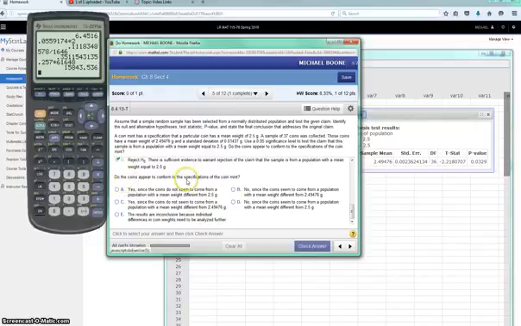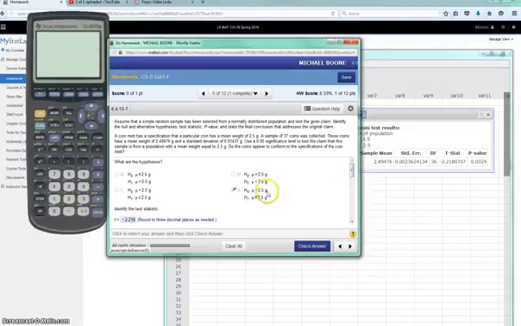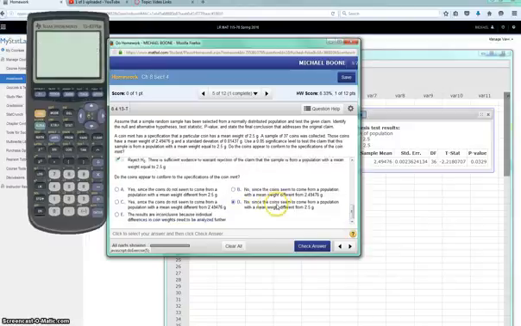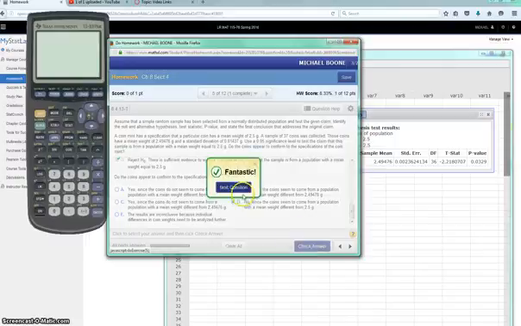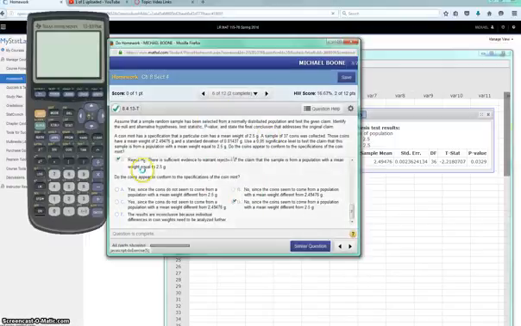Do the coins appear to conform to the specifications? Well, we rejected the fact that they were 2.5. So, I mean, they're really close, but we would say no, since the coins seem to come from a population with a mean weight different from 2.5. So again, we said that we don't think it's equal to 2.5. We rejected the null hypothesis, and the null hypothesis was that it was equal to 2.5. So no, since the coin seems to come from a population with a mean weight different from 2.5. So that should help you with this section 4.